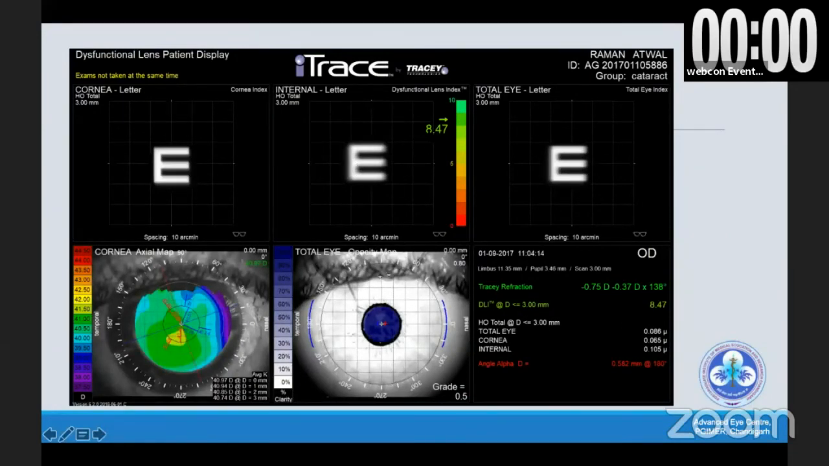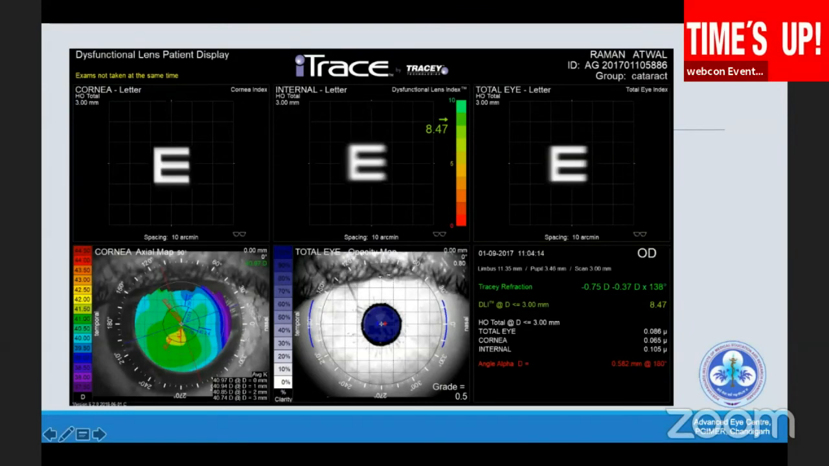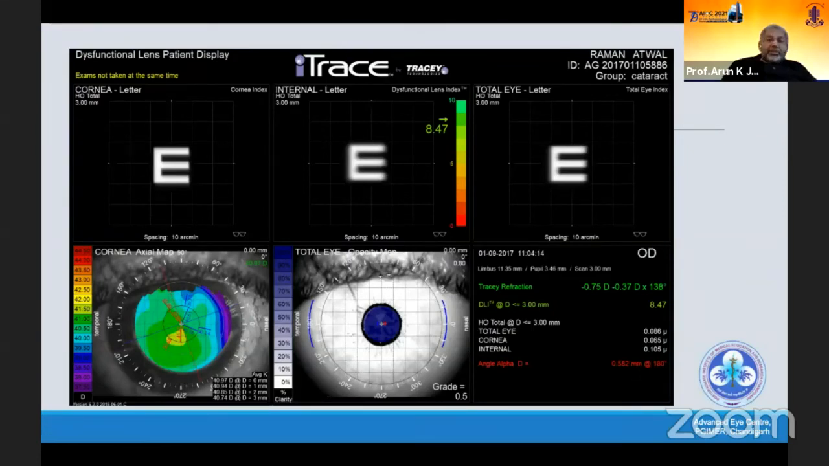The DLI, internal dysfunctional lens index, is almost normal, more than 5, and the opacity is also very less. But the angle alpha is around 0.6. In these cases, one should avoid an aspheric IOL. Either one should use an aspheric neutral or the normal lens.